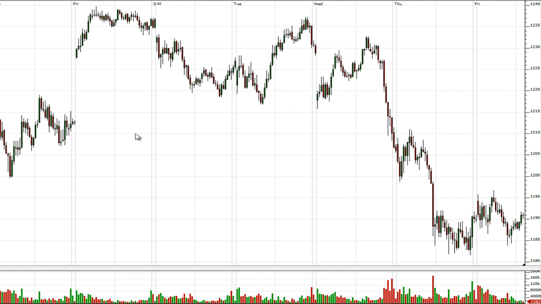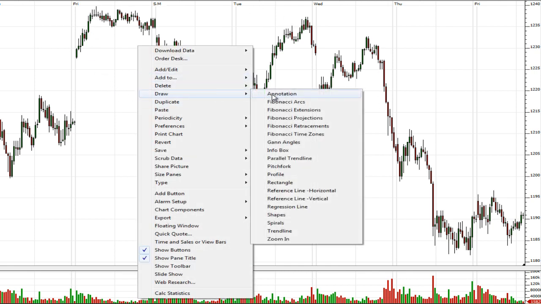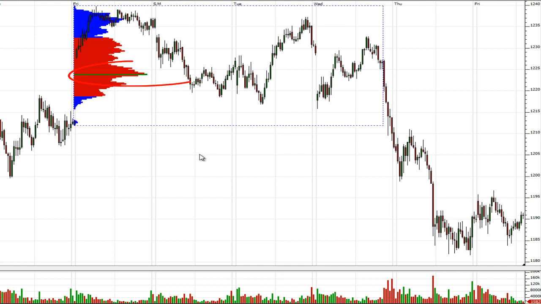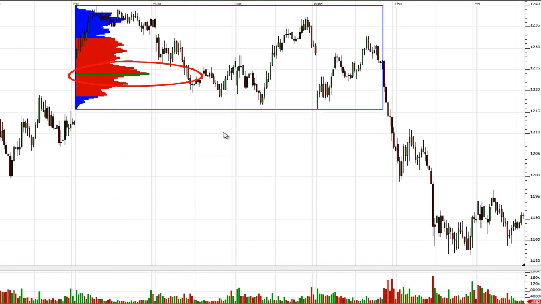First, I would take a look and see, okay, well, obviously we had a major balance area right here. So I would just take this, I would draw a profile right over it. All right, here we go. And this is where the balance area ended before that breakdown began. Let's move it just a little bit more here to the left. Okay. And so this is our balance area. It was a 4-day balance area. And here's where the majority of the volume took place, to the lower end of the balance area, right?